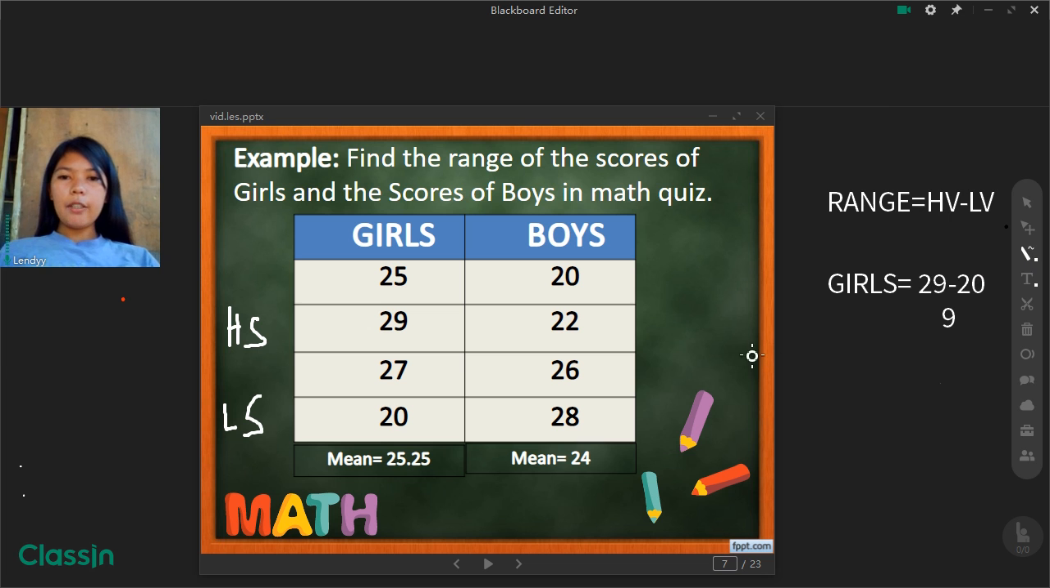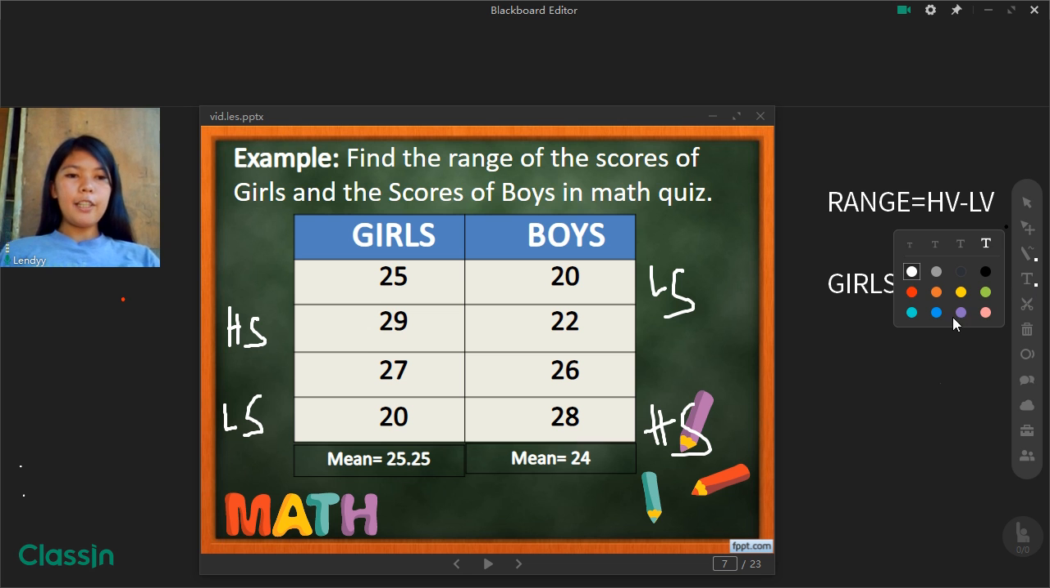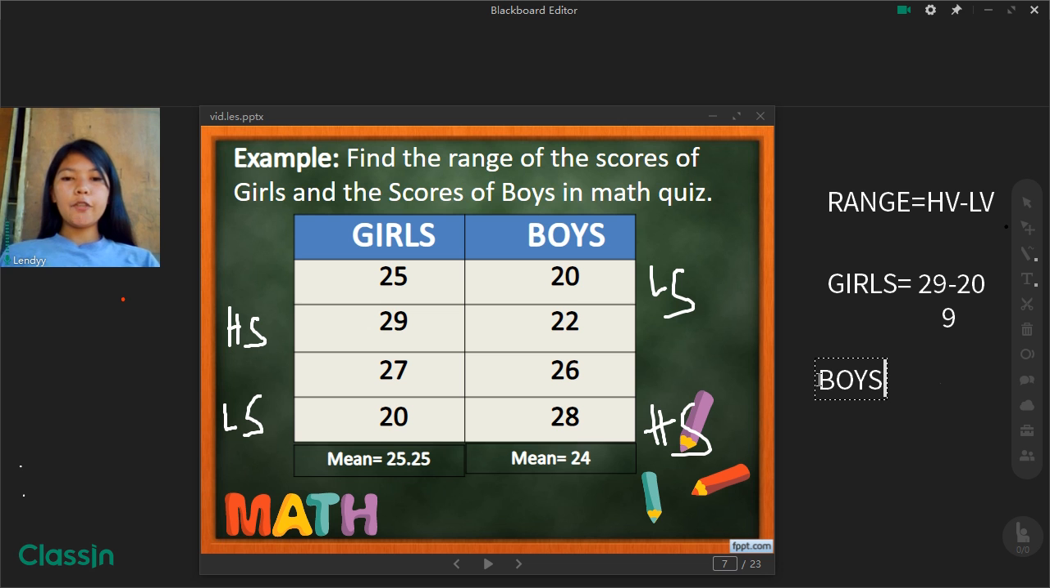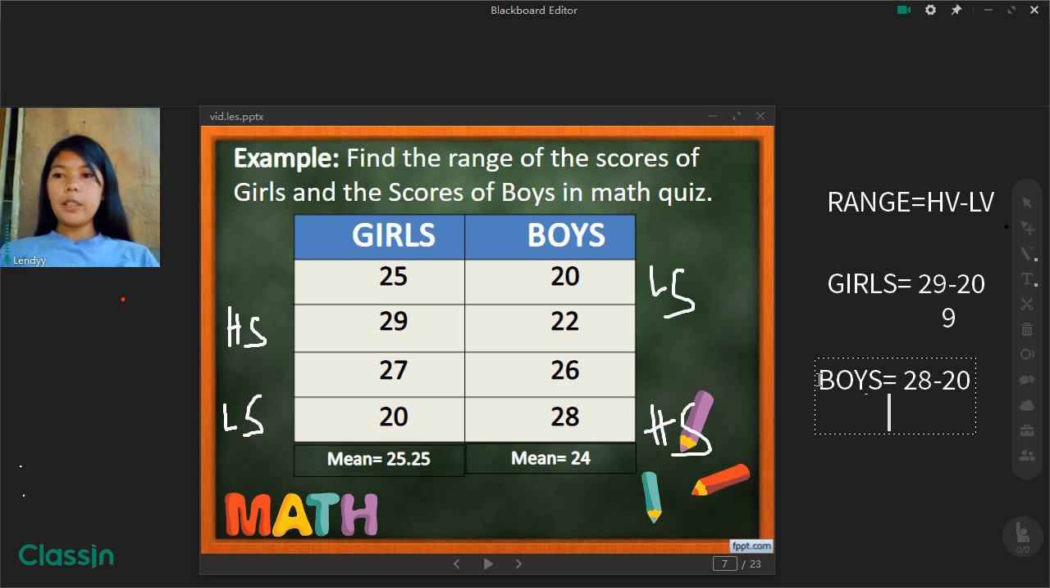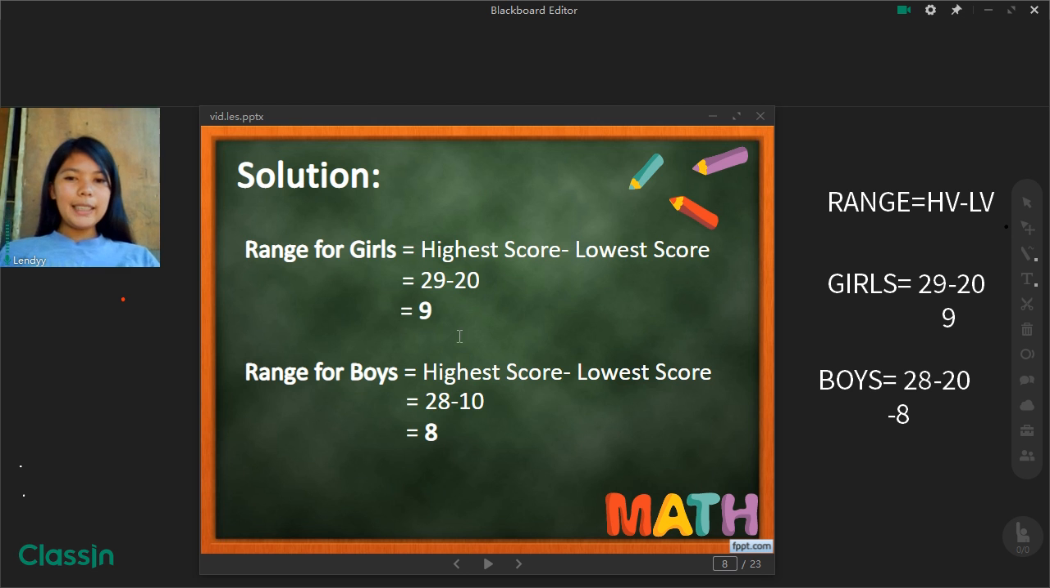Next, we will find the range for our boys. We have our highest score and our lowest score is 20. So in calculating the range, the range for boys is equal to 28 minus 20. We have the range for boys is equal to 8. Do you understand, class? Okay, very good. As you can see, they are the same. Then our solution is correct.